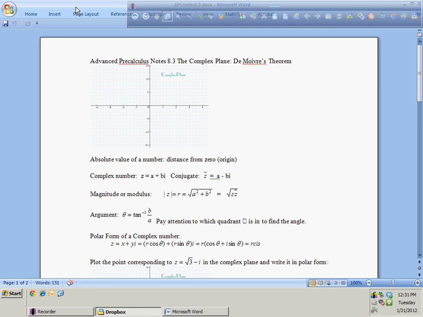This is called the complex plane. Instead of x and y, it has x and i.